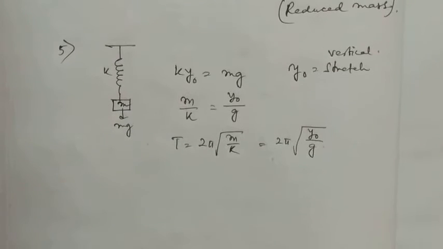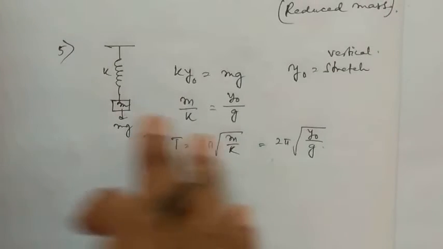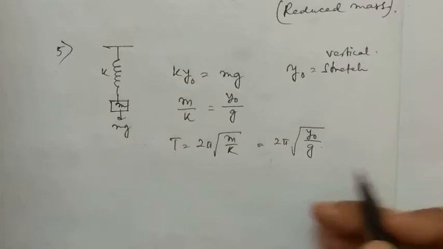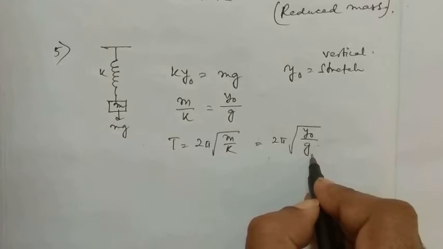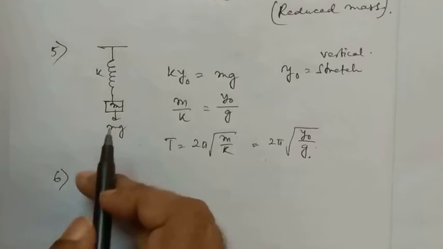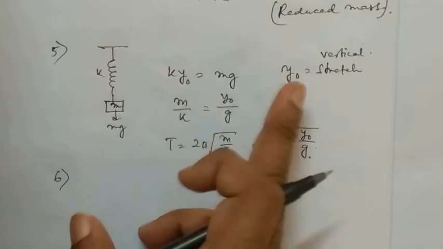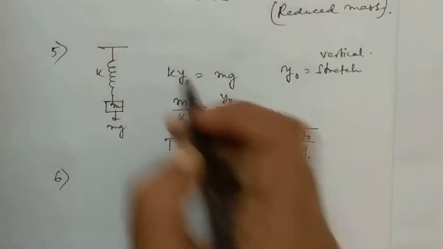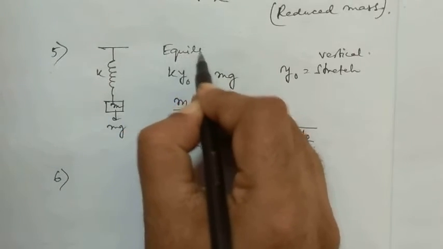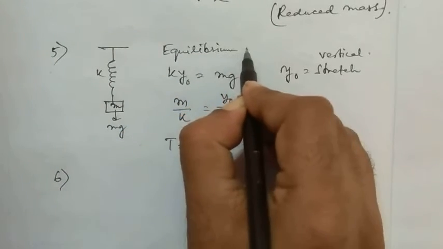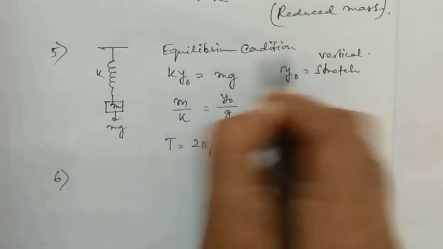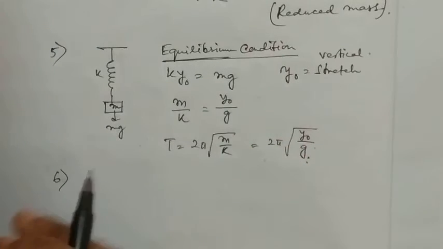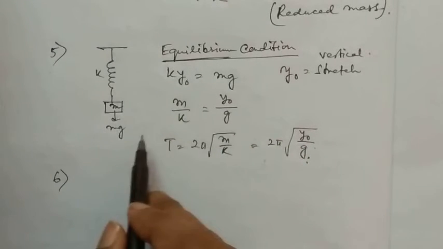Now, the time period of a spring pendulum is independent of the acceleration due to gravity. But here the value of g comes. So you have to remember the time period of the spring pendulum was independent of the value of g. But for this equilibrium condition, I can state the expression has the value of g here only for equilibrium and not oscillation or time period.